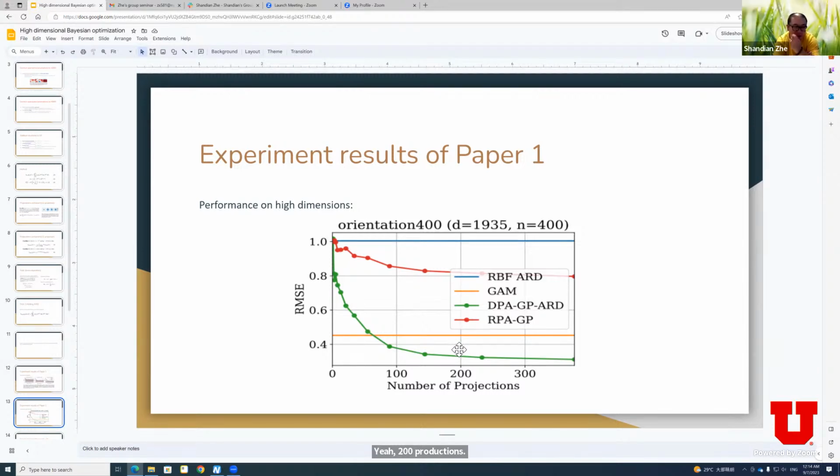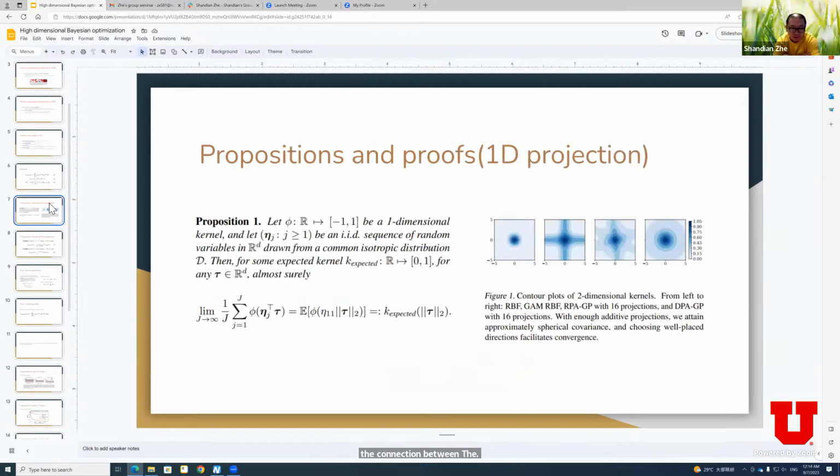I think that proposition might reveal the connection between the additive kernel, the random projection, and the commonly used stationary kernel. But the fact is that if you can construct a non-stationary kernel, people will usually be in favor of that rather than going back to the stationary kernel. Yeah, but go ahead. This is just showing the connection.